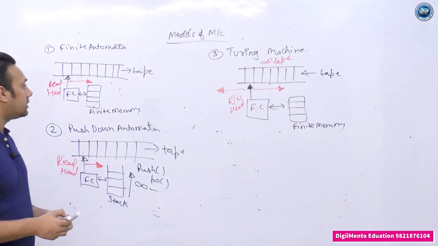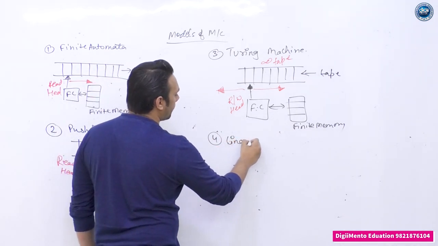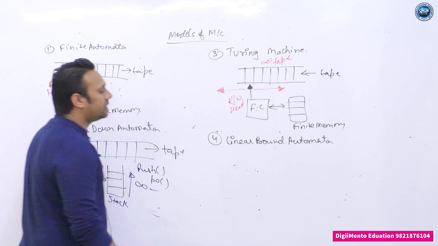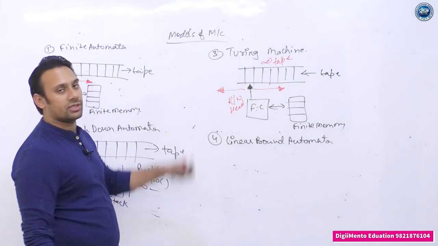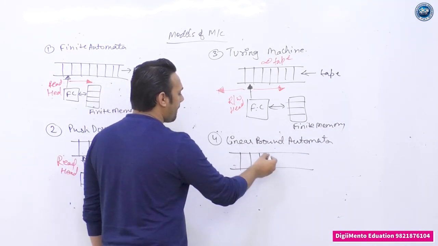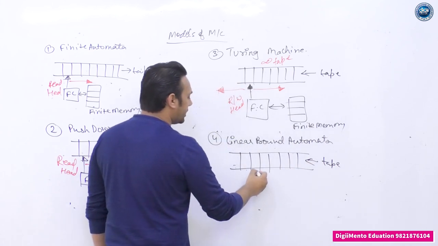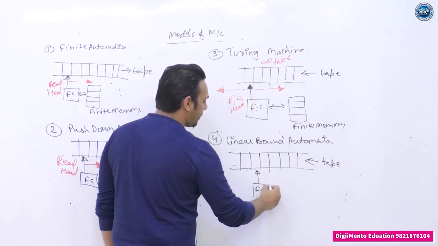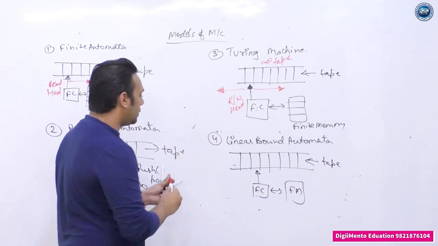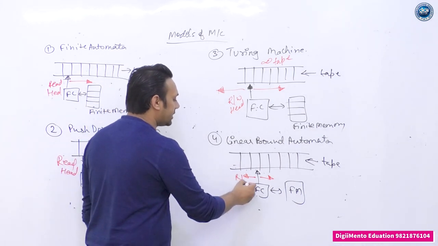Now the fourth one will be called linear bound automata. So between a linear bound automata and a Turing machine, there's a very, very slight difference. So what is the difference? So this is a tape. Again, this is your finite control, and this is your finite memory. This finite control can go in both directions. This read-write head can go in both directions. It can read as well as write.